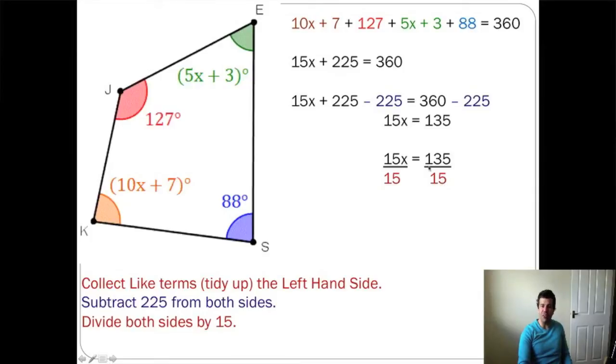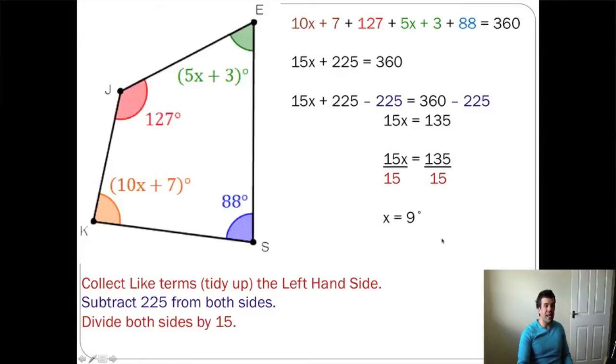How many 15s go into 135? Well, I know that 10 15s are 150, and 1 15 less is 135. 1 less than 10? 9. So x is simply 9 degrees.